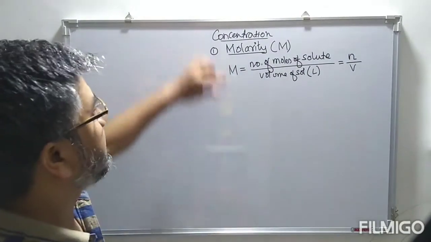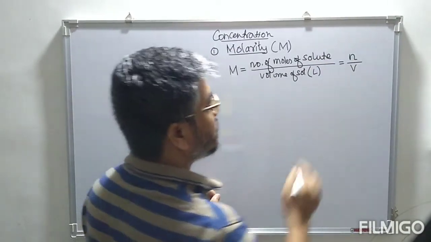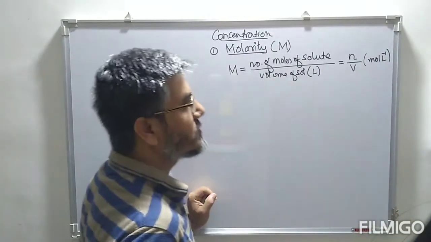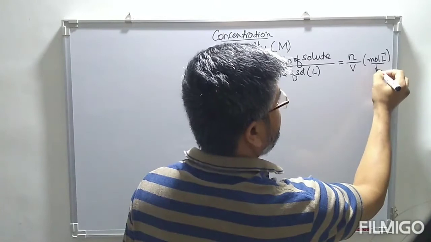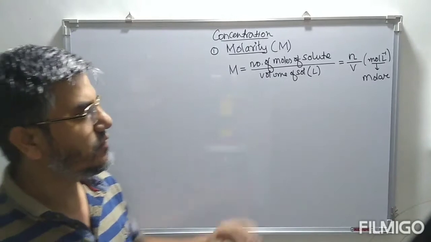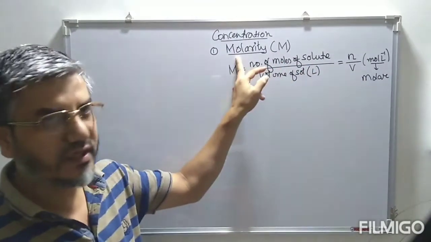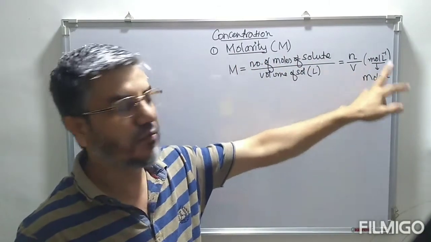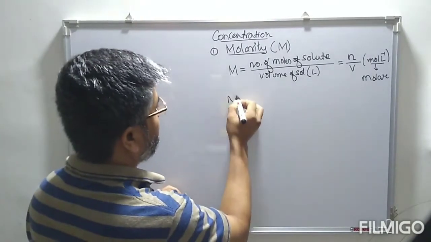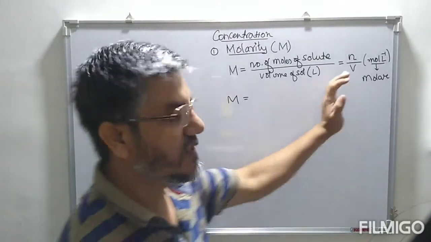Now let's see, this molarity is defined as moles per liter of solution. So its unit is mole per liter. So this mole per liter is sometimes known as molar. So whenever the unit of concentration is molar, it means this is defined in terms of molarity, unit is mole per liter. Now we also know this number of moles can be expressed in terms of mass and molar mass.